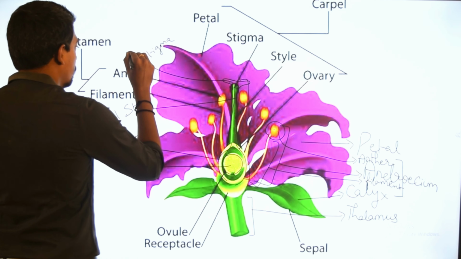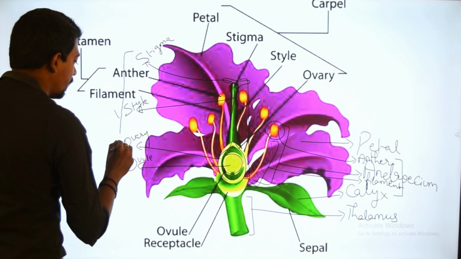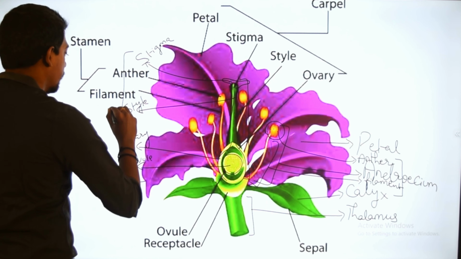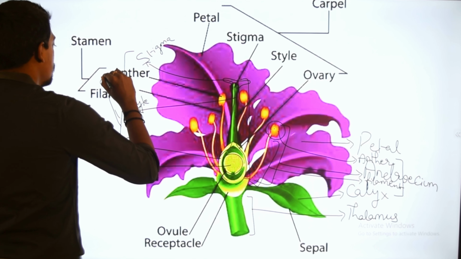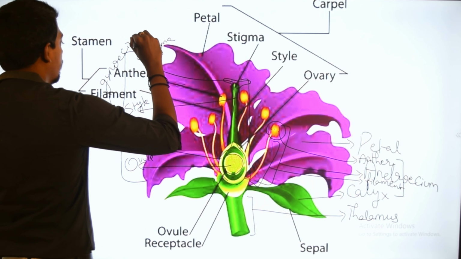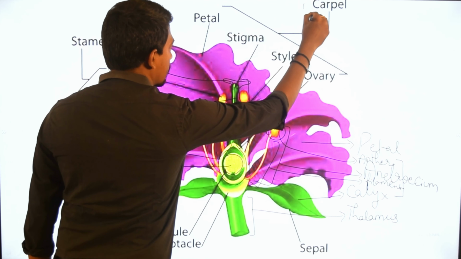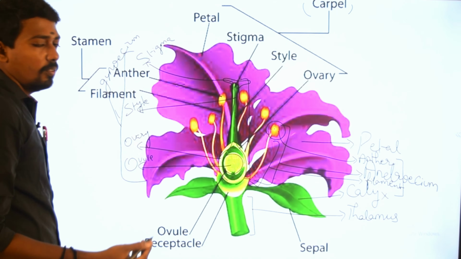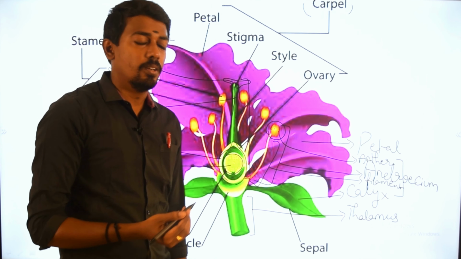So stigma, style, ovary and ovule together are called gynoecium, which is otherwise called the carpel, which is the female reproductive structure of a flower.